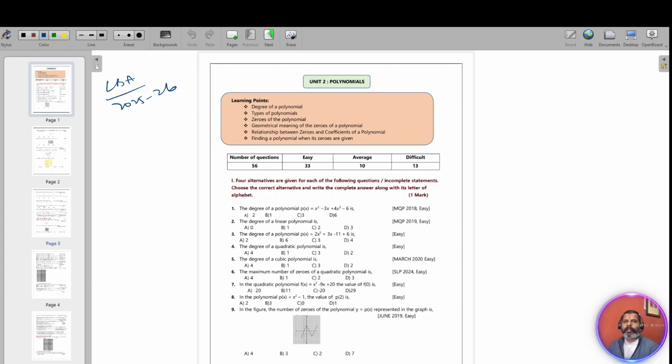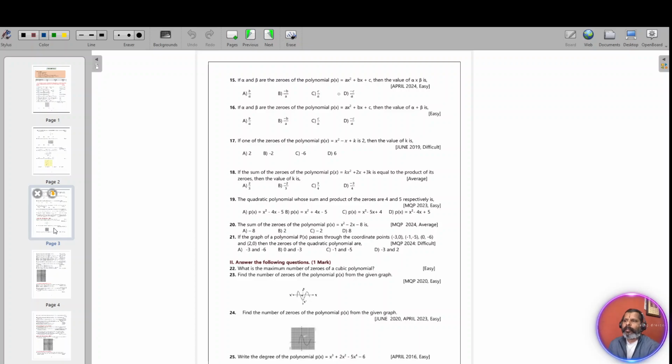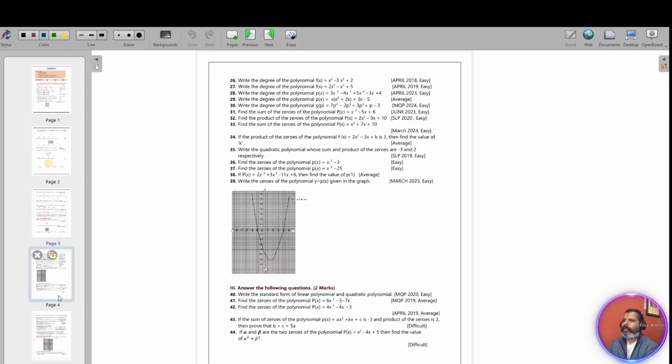Hello students, in this class we will see polynomials LBA, lesson based assessment. Third mark, that is 2 marks questions. We have seen 1 mark questions, MCQ and 1 mark subjective also. We will see 2 marks questions now in this class. There are many important questions in this. Please understand this part properly.